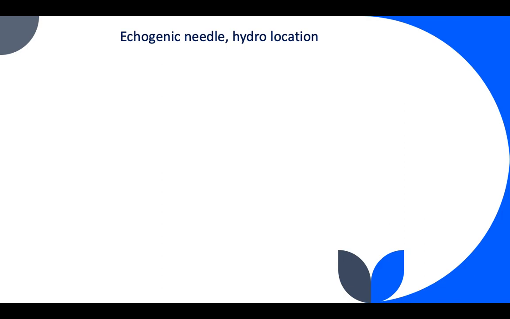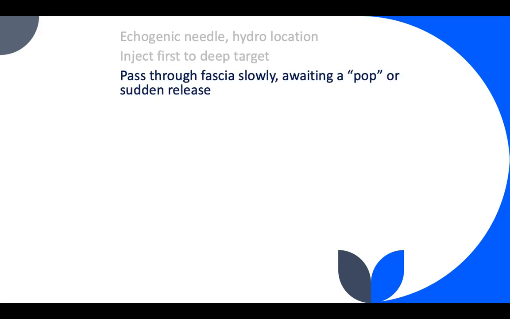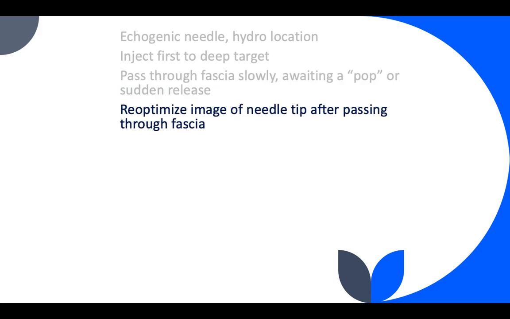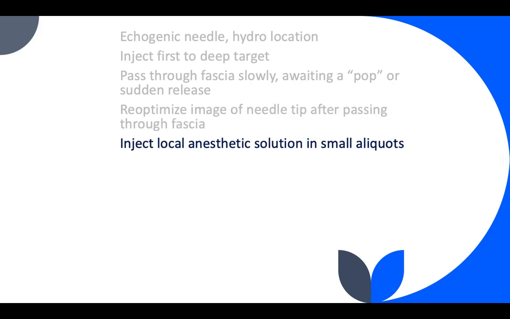Echogenic needle is always better. If you don't see, do hydrolocation. Inject first to the deep target so that the superficial target does not become deeper. If you go for the superficial target first, then the deeper target goes even deeper, so it is difficult to identify the structure. Pass through fascia slowly, awaiting a pop or sudden release. Reoptimize the image of the needle tip after passing through fascia, because you have to apply pressure while passing through fascia. Sometimes the image gets disturbed, so you have to reoptimize it.